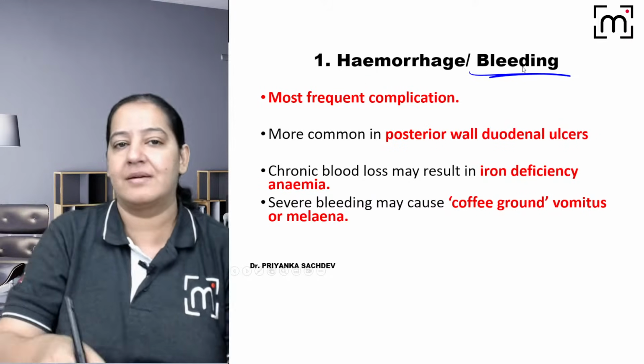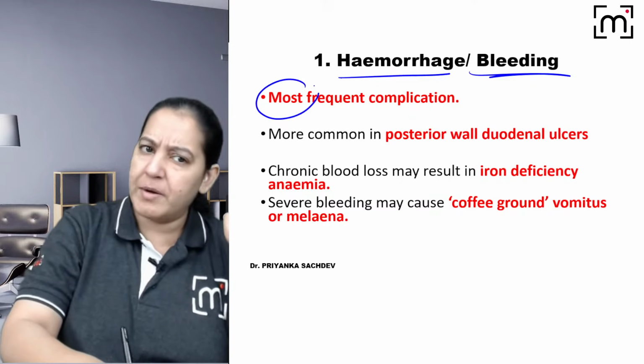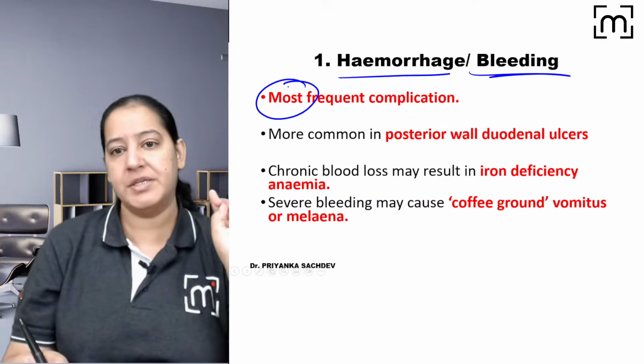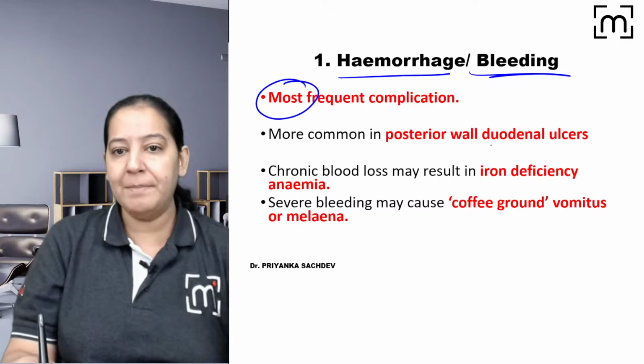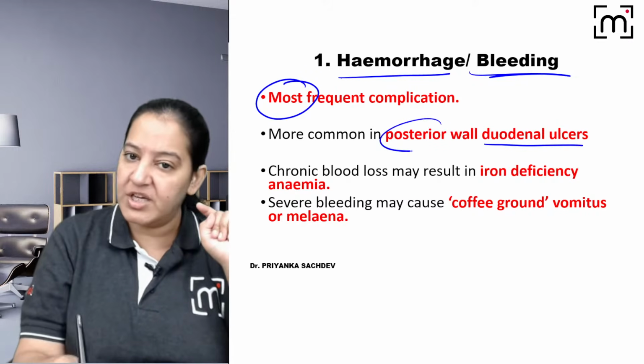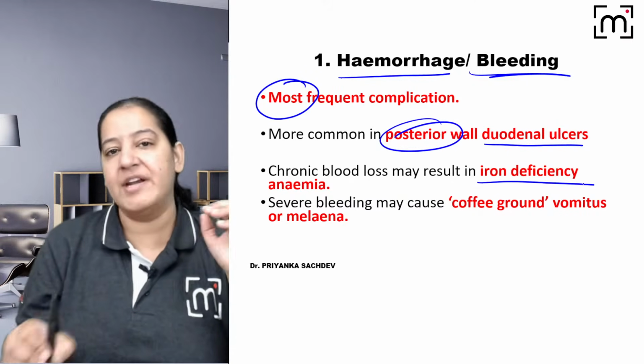The bleeding from the ulcer. Bleeding or hemorrhage is the most common complication of both ulcers, the gastric ulcer and the duodenal ulcer. Bleeding occurs more commonly in duodenal ulcer from the posterior wall, and it leads to iron deficiency anemia.